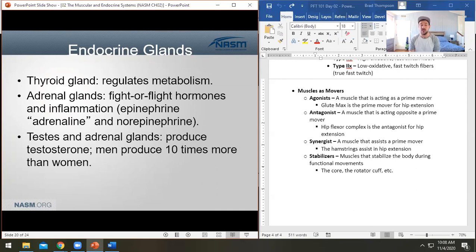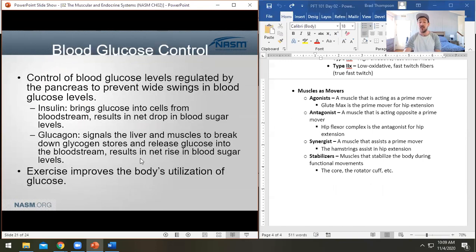And then you've got, like I said, your testes and adrenal glands. Men and women both produce testosterone and estrogen, but men are producing about 10 times as much testosterone as women do, which is why men tend to have larger muscle fibers, because testosterone is how we trigger the production of type 2 muscle fibers. So we often see a lot of those much larger muscles in men due to those much higher testosterone levels.